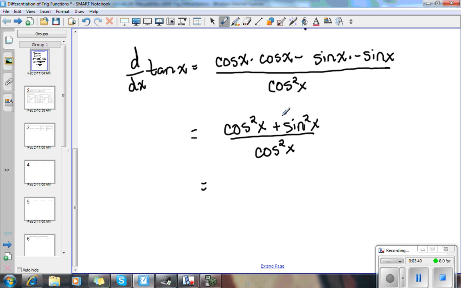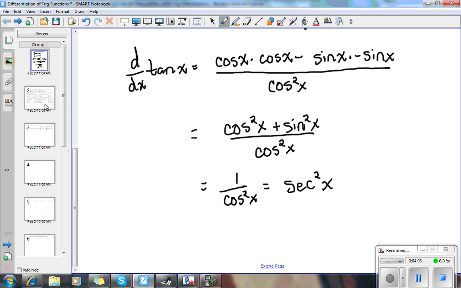Hopefully you remember a very basic trig identity, the Pythagorean identity: cosine squared x plus sine squared x. So the numerator equals 1 over cosine squared x, and this is the reciprocal, so this would be secant squared x. So the derivative of tangent is secant squared x, and we just proved it by using the derivatives for sine and cosine.